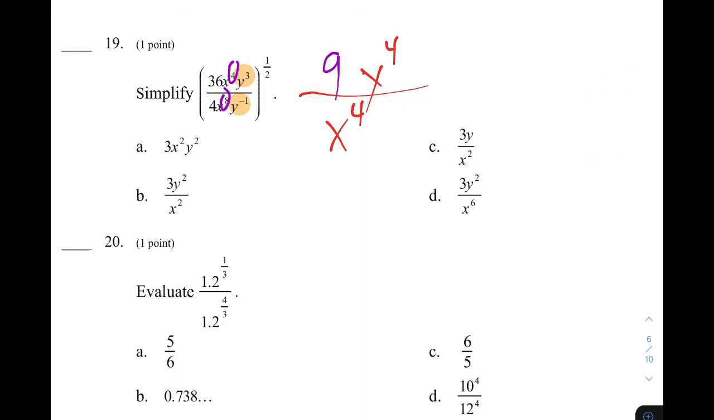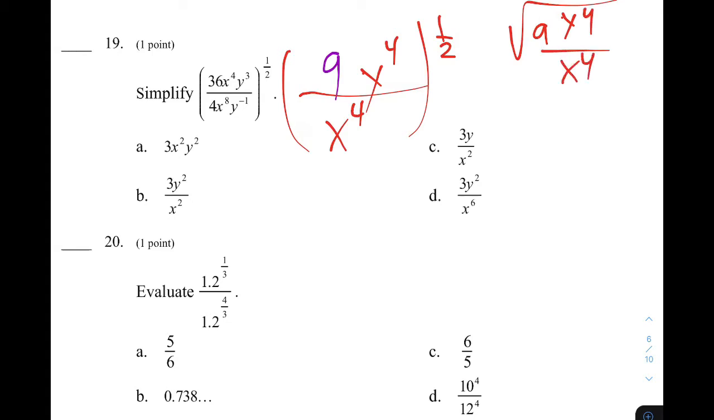For both of those, we could have written them out using our other set of rules. We could have said x to the 4 minus 8 and got negative 4, so 4 is on the bottom. Or y to the 3 minus negative 1, and we'd still get 4. That's another way to show your work if you like. All of this is still to the power of a half. We could write that out as a root: root of 9 y to the 4th over x to the 4th.